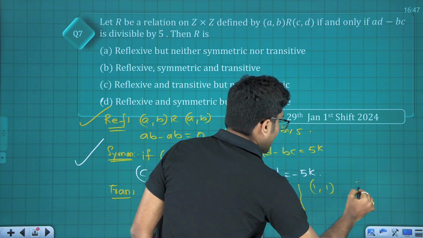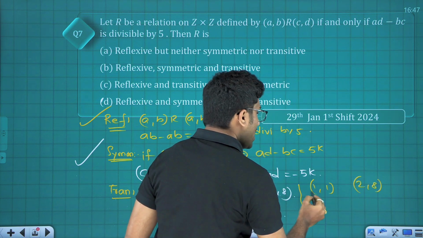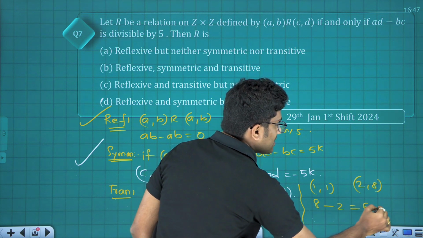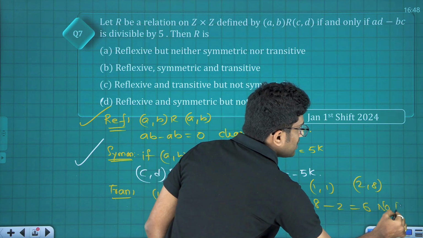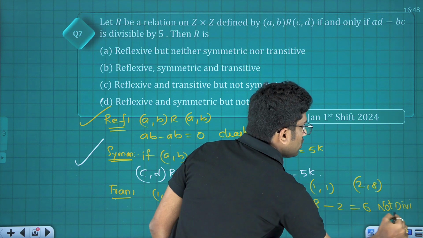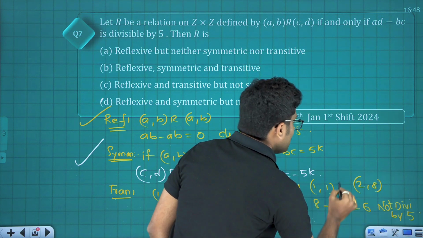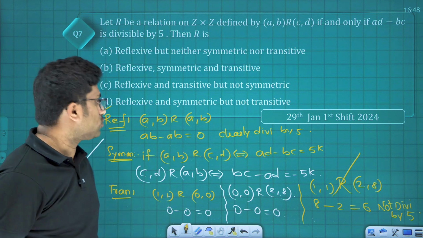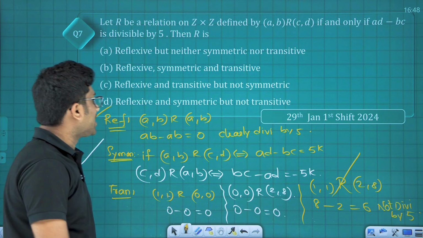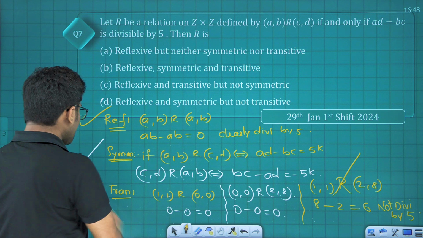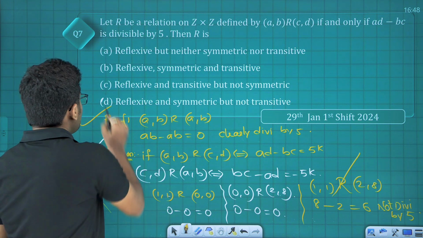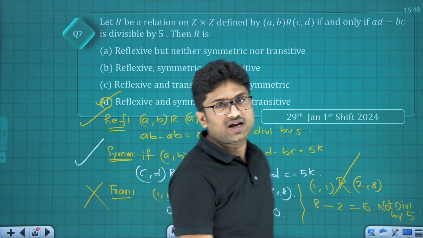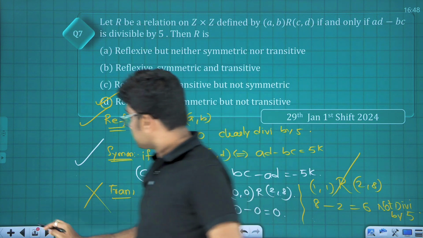Now what about 1 comma 1 and 2 comma 8? See AD, 8 into 1, 8, minus BC, 8 minus 2 is 6, clearly not divisible by 5. Therefore 1 comma 1 is not related to 2 comma 8, hence it is not transitive. So it is reflexive, symmetric, but not transitive, which is option D. Option D is the correct answer. Clear? Next question.